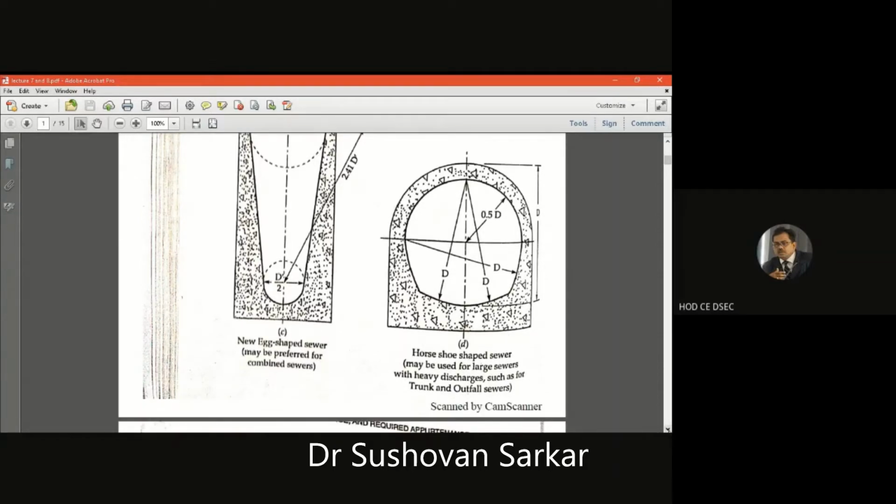So the different shapes which we are seeing from this figure will be used according to the case: what is the type of sewage and what is the flow of sewage.